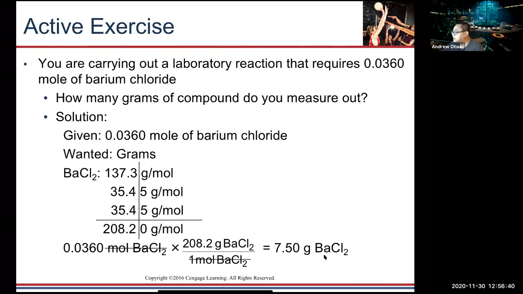So we need 7.5 grams of barium chloride. And that's a lot of barium chloride. Think about what 1 mole would be. You'd have to weigh out 208 grams. That's a lot.